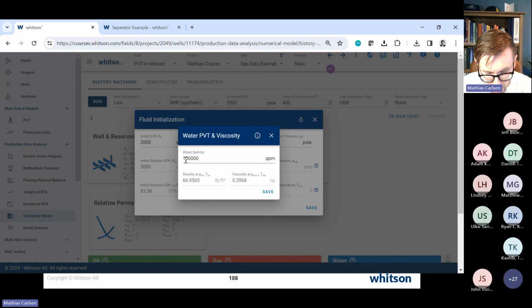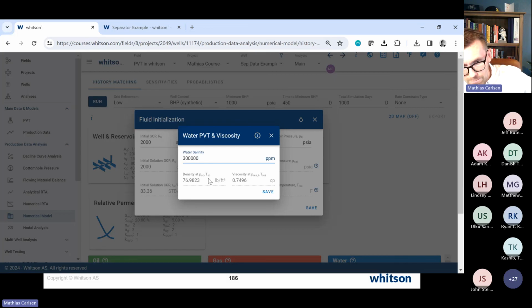So it goes a little bit up to 100,000. Then if I make it 200,000 like this, you see that it's a big difference, especially if you have really, really saline water. You're dealing with 2x the water viscosity and a 20 to 25% increase in water density compared to fresh water. And that will have an impact on your bottom hole pressure calculations. It will have an impact on your numerical model, etc.